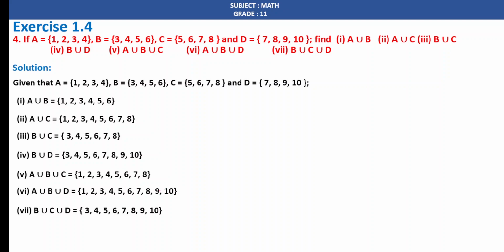Seventh one, B union C union D. So here when we are unioning B union C, we are getting {3, 4, 5, 6, 7, 8}. When we are making that union with D, the extra elements 9, 10 we need to add. Therefore, B union C union D is {3, 4, 5, 6, 7, 8, 9, 10}.